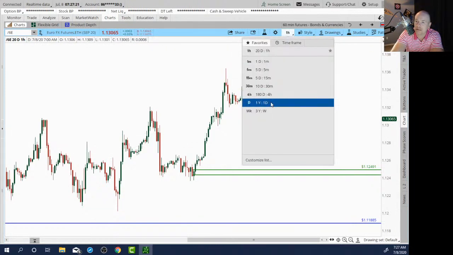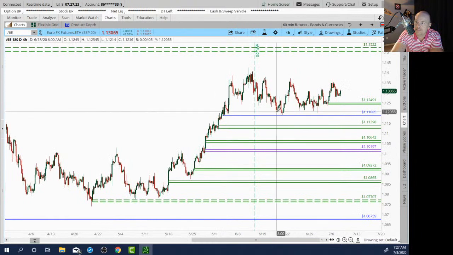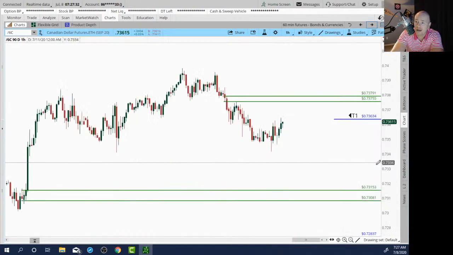I don't have any really clean. If I go to my 4 hour, I'm still kind of meh. So I'm just not going to add anything new to the chart. I'm just going to let it be for today. Which, by the way, that's perfectly all right to do.